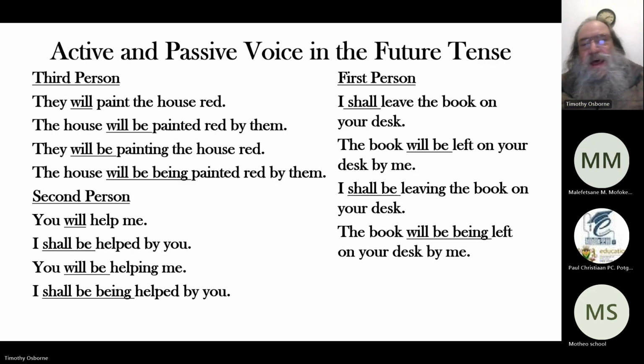Now, I'm going to just round this off with a little bit of active and passive voice, because you'll see this is where things get very complicated in the future tense. You'll understand what I mean when you see some of these sentences. Here you have in the third person, that's he, she, it, or they. And you've got here in the future simple form of the tense, they will paint the house red.